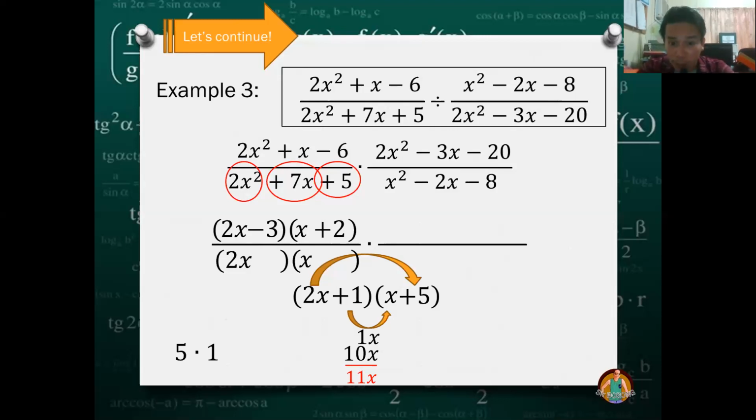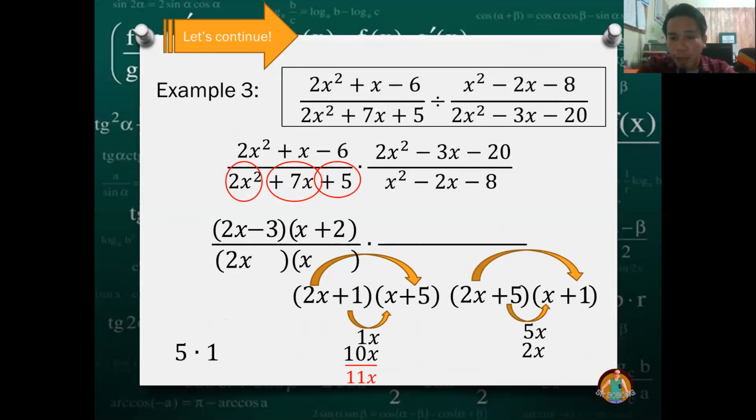So mali. Okay? So we'll try the other way. So si 5 ilalagay natin sa 2x at si 1 ilalagay natin sa x. And let's check. 5 times x will give us 5x and 2x times 1 will give us 2x. So when we combine, it will give us 7x, which is correct or tama sa ating middle term. Therefore, yung tamang positioning is 2x plus 5 and x plus 1. Okay? So that will be our factor of the denominator.